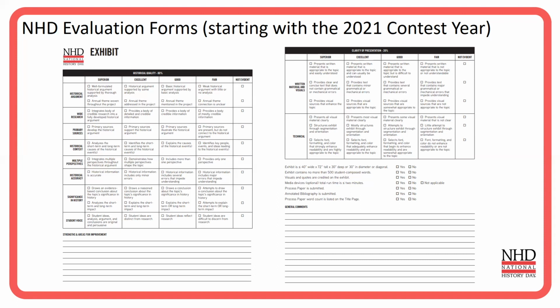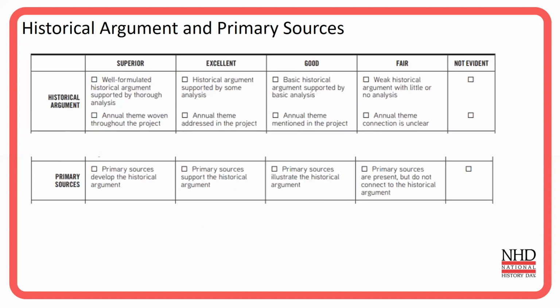So for the purposes of our video, we want to provide a simple example. We are going to focus just on the historical argument and primary sources rows of the evaluation form. And we're going to look at some samples and say, okay, how do we know whether the student's project fits into superior, excellent, good, fair, or not evident?